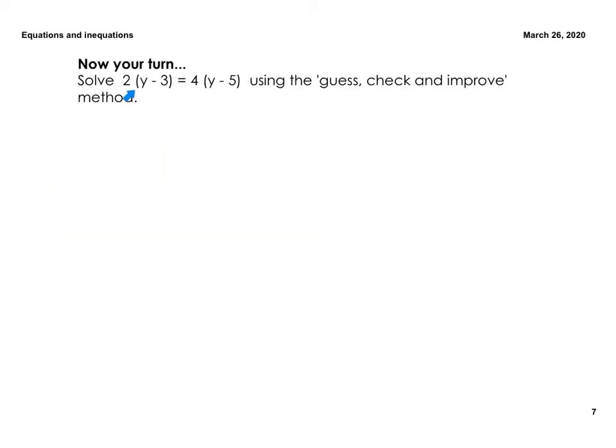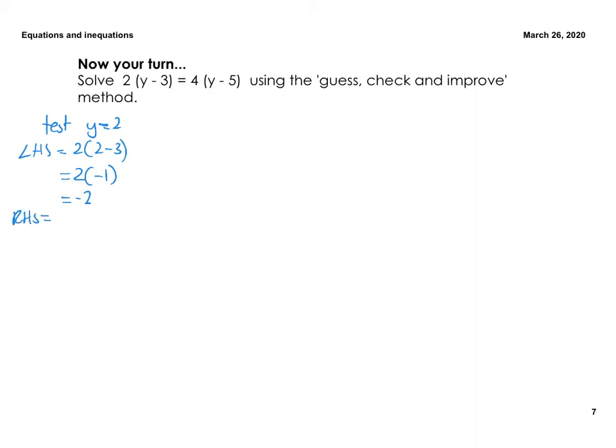Second example: 2(y take away 3) equals 4(y take away 5), using guess, check, and improve. Let's test the value, for example, let's test, say, y equals 2. So test y equals 2. So LHS, so left-hand side, equals 2(2 take away 3), which is 2 multiplied by negative 1, which is negative 2.